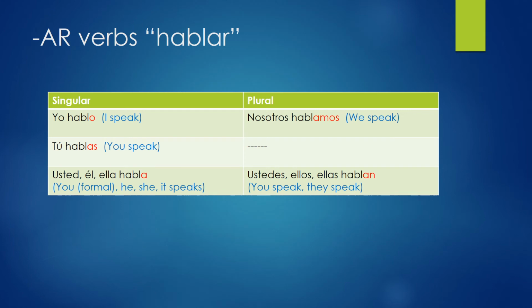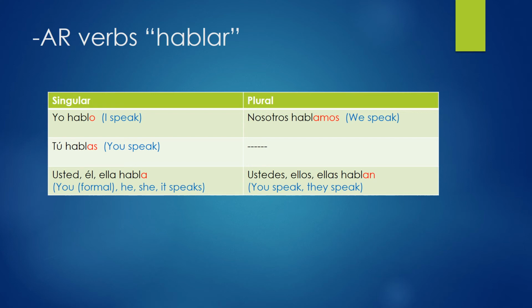Here's an example using hablar. Yo hablo, I speak. Tú hablas, you speak. Usted, él, or ella habla, you, he, she, or it speaks. Nosotros hablamos, we speak. Ustedes, ellos, ellas hablan, you speak or they speak.